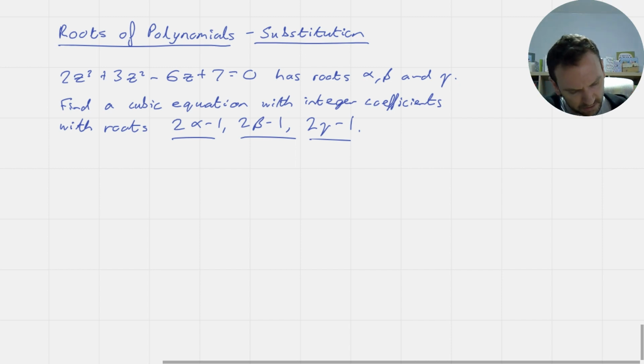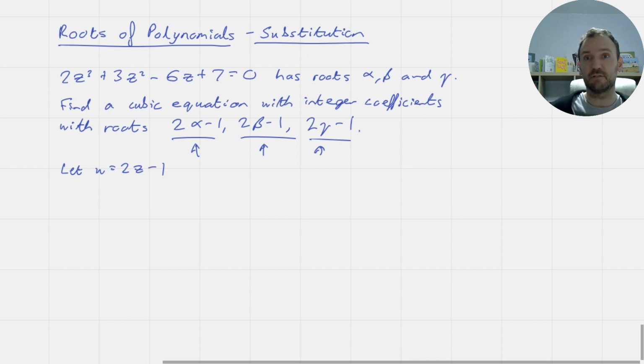In a case like this, the reason we can make a nice substitution here is because each of these 3 new roots is doing the same thing to our old roots. We're taking our old roots, multiplying by 2 and subtracting 1. And that tells us straight away we want to make the substitution of w equals 2 times z subtract 1 because we're taking our old values, multiplying by 2 and subtracting 1. We're then going to rearrange to get z equals, so add 1 to both sides.